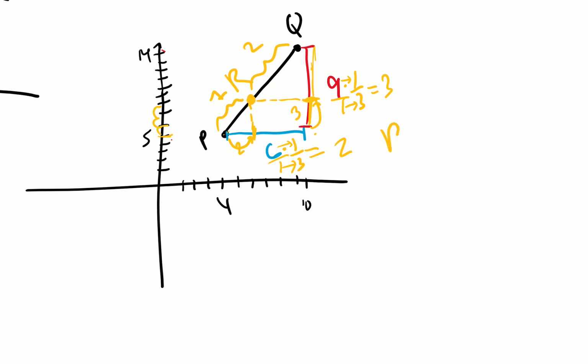So the coordinates of R in this case, you can simply find them by adding 2 to the X coordinate of P, and then adding 3 to the Y coordinate of P, which is going to be (6, 8).